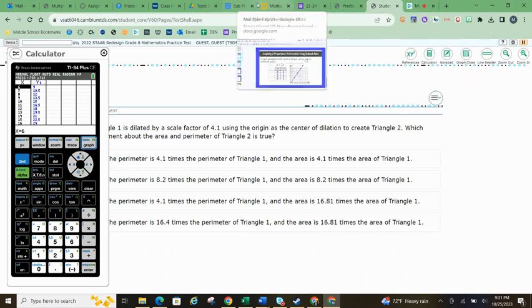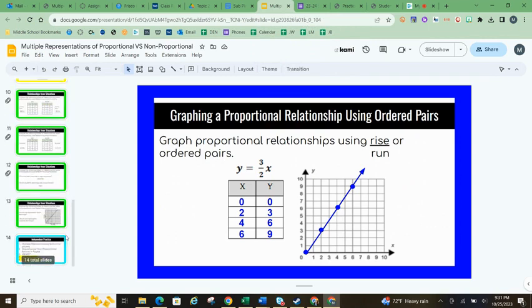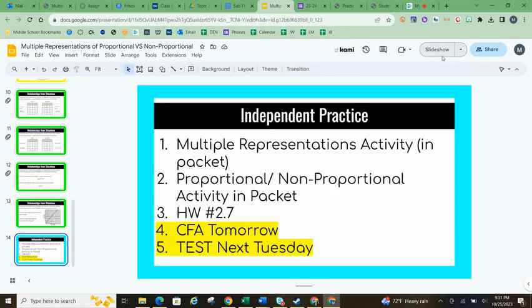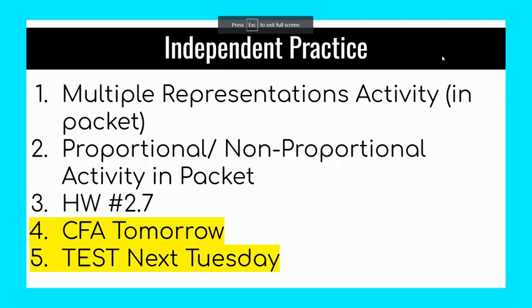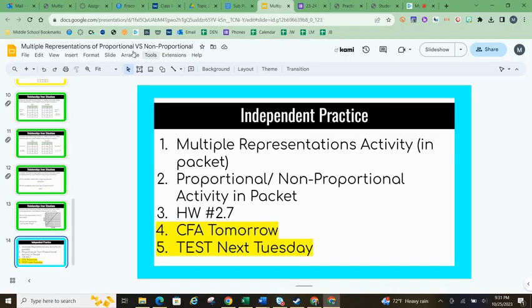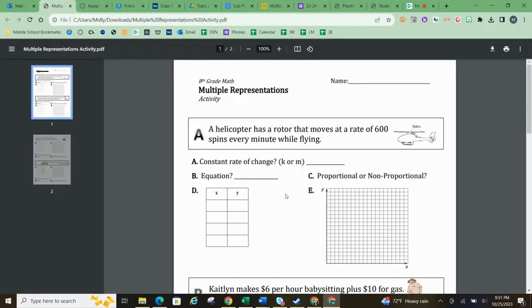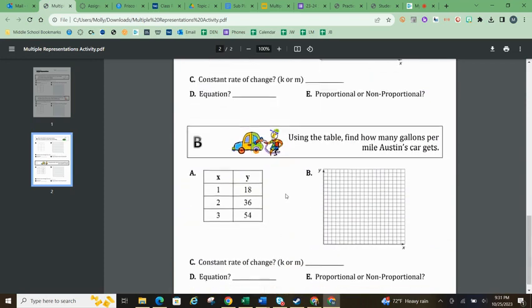Okay, now back to what we were talking about. So you have the multiple representation activity. You may work in up to a group of 3 for this. Then you're going to do the non-proportional proportional activity. You're going to do this by yourself. And then we have homework 2-7. So the multiple representations activity looks like this in your packet.